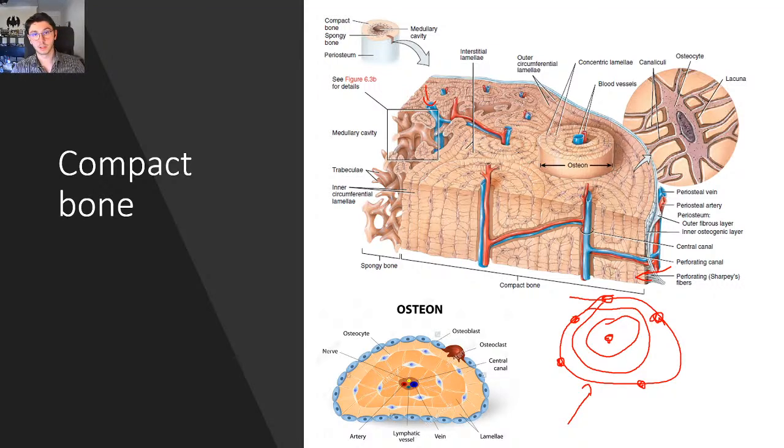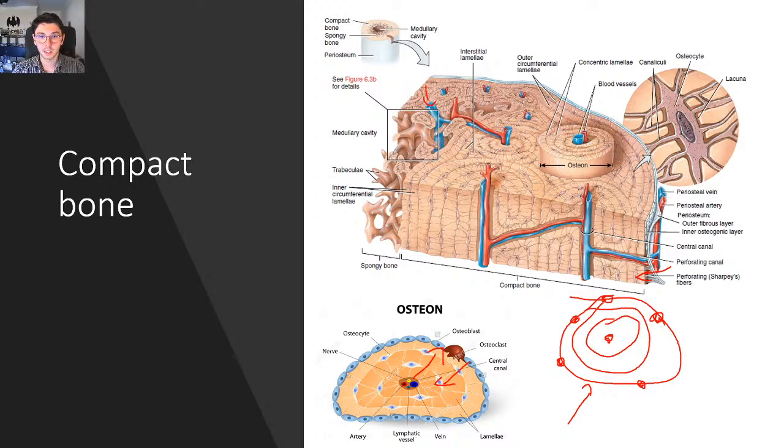And the blood vessels sort of fan out concentrically, so they go from here, and the blood supply is like that, and the drainage is like that. So an osteon is a singular unit. That's all you really need to remember. And it's usually found on the outside.